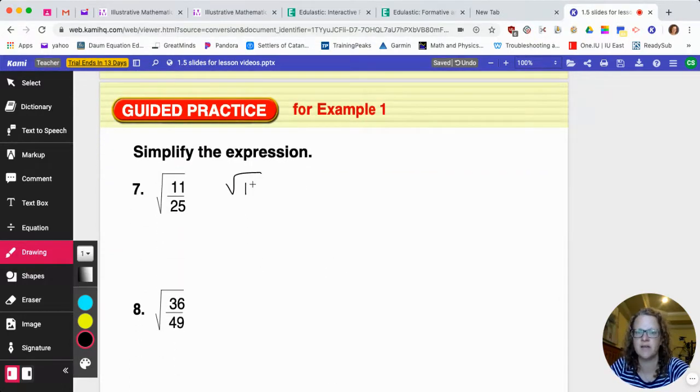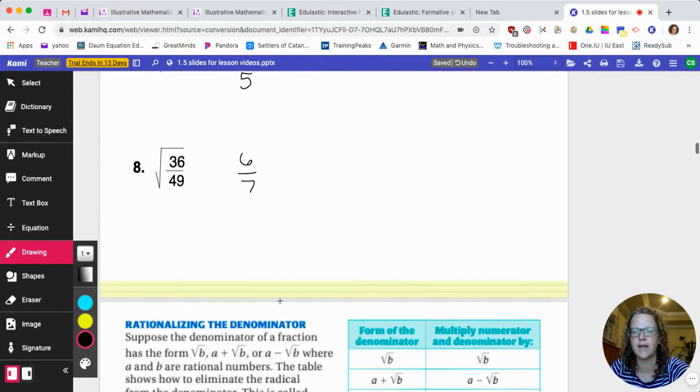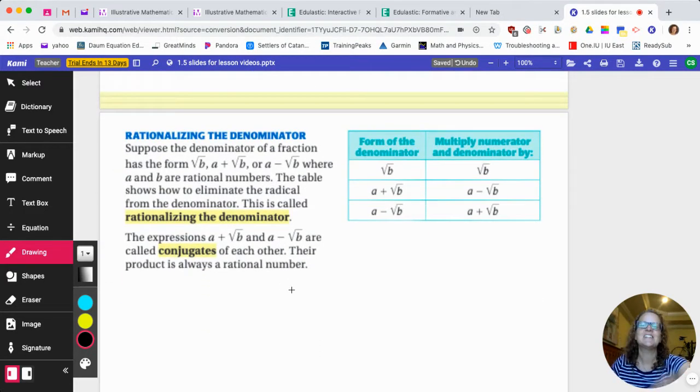That's not simplified. If they aren't simplifiable, we're going to learn what to do today, right now. So rationalizing the denominator. Suppose the denominator of a fraction has the form square root b, or a plus square root b, or a minus square root b, where a and b are rational numbers. The table shows how to eliminate the radical from the denominator, and this is called rationalizing the denominator. It's really important in higher level math. We can't have radicals in the denominator, so we have to figure out how to get rid of them.